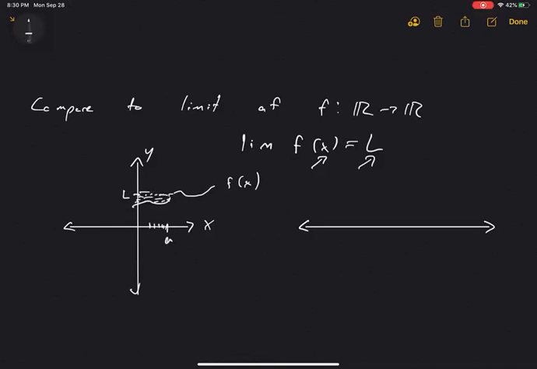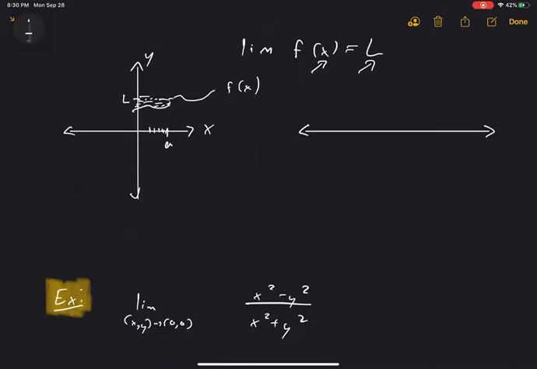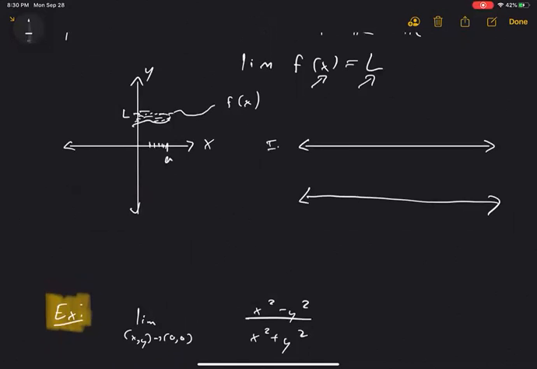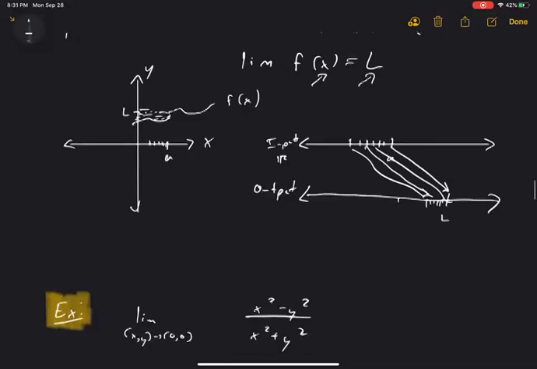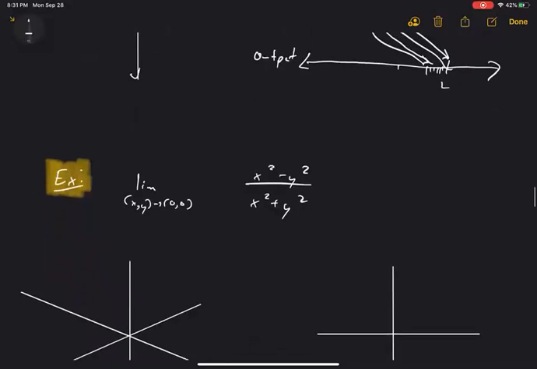That's what's happening. And again, I could think of this in terms of this decomposed picture: this is my inputs in R, these are my outputs. If that's my A, and my L is maybe over here, then the limit of f of x as x approaches A is equal to L if, as I get closer to A, when I take the function values of my inputs, they're all getting closer and closer to that output.